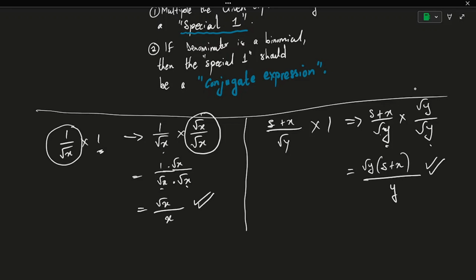Now, let's go to the second point that I talked about, that if a denominator is a binomial, then the special one should be a conjugate expression. So first we'll have to explain what a binomial is, and then we already know what a special one is, and then we'll explain what a conjugate expression is. So let me just erase this.